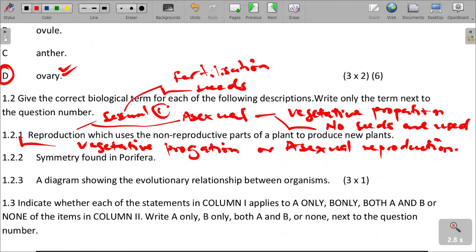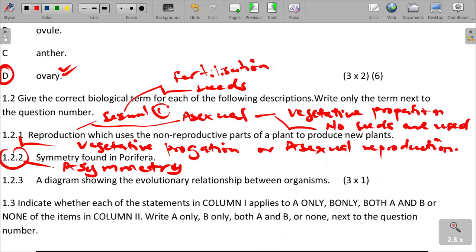And then symmetry found in the phyla, it is actually asymmetry. We talk about asymmetrical, which is number 2. We say that it has no symmetry, so it is called asymmetry.